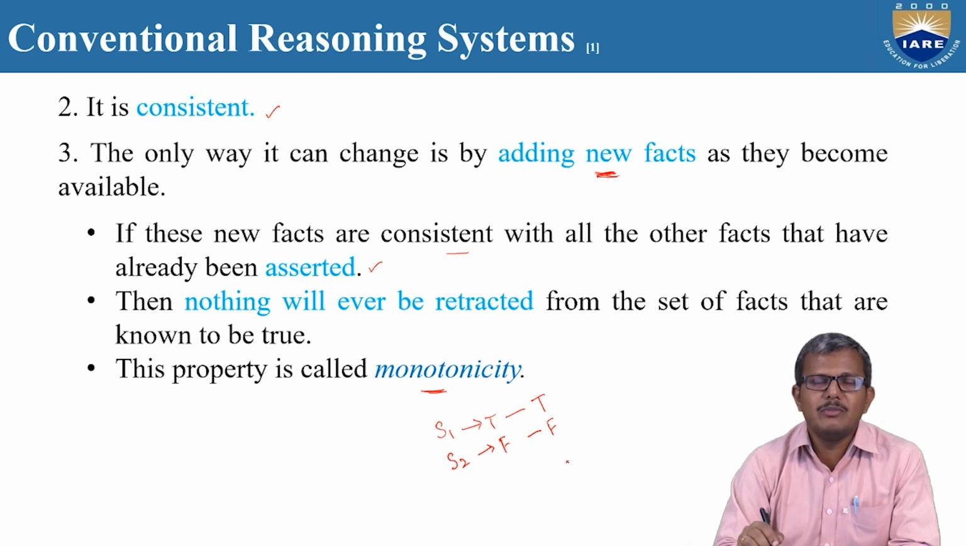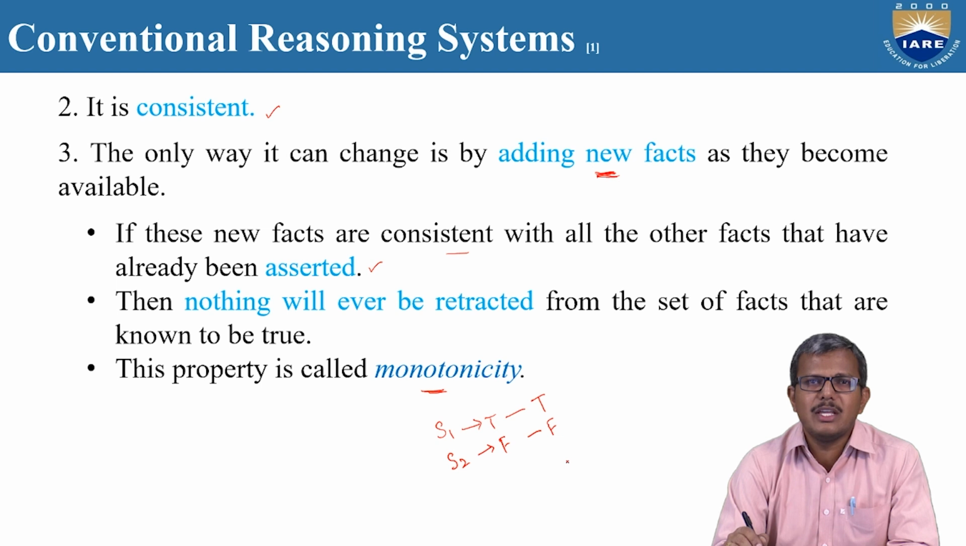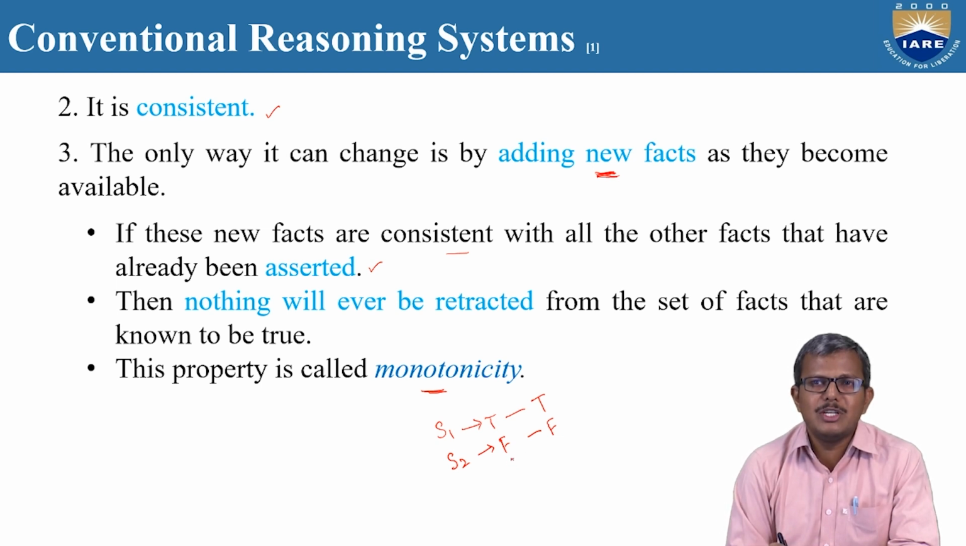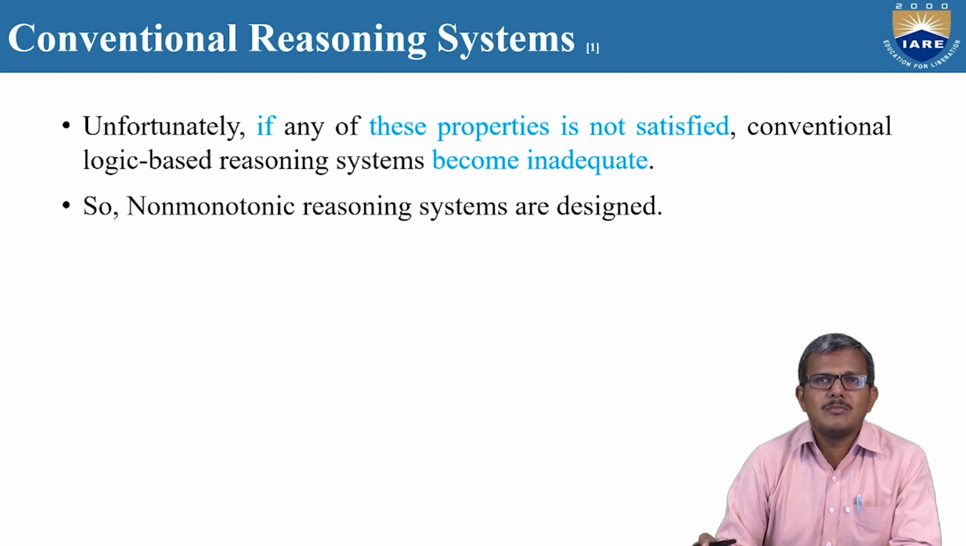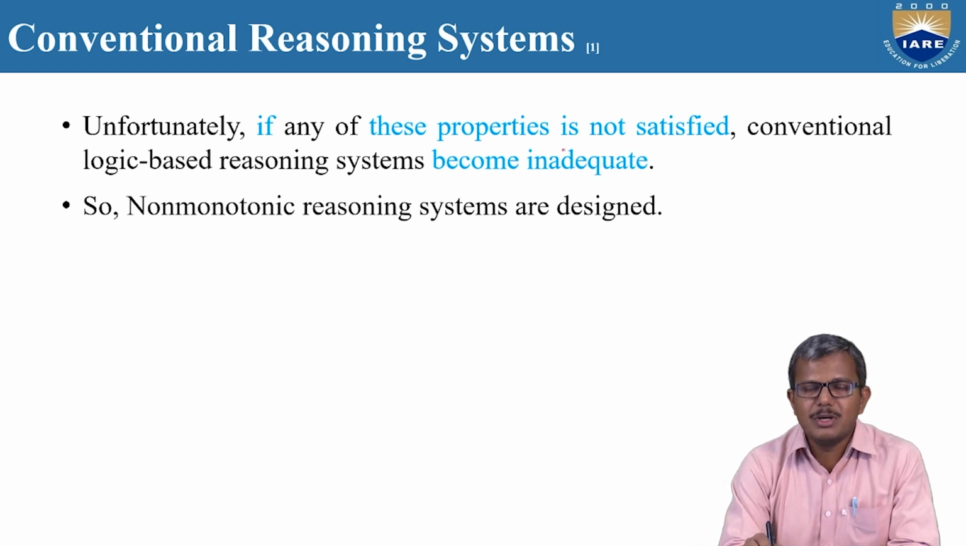Here, whenever we add new information or new facts to the existing knowledge, whatever is already proven true and proven false needs to stay that way. Whenever you add new information, a true conclusion should not become false and a false conclusion should not become true. If it changes like this, we call the situation non-monotonic; otherwise, it is monotonic. Unfortunately, if any of the four properties we have discussed so far is not satisfied in a particular situation, then these conventional systems are not working.